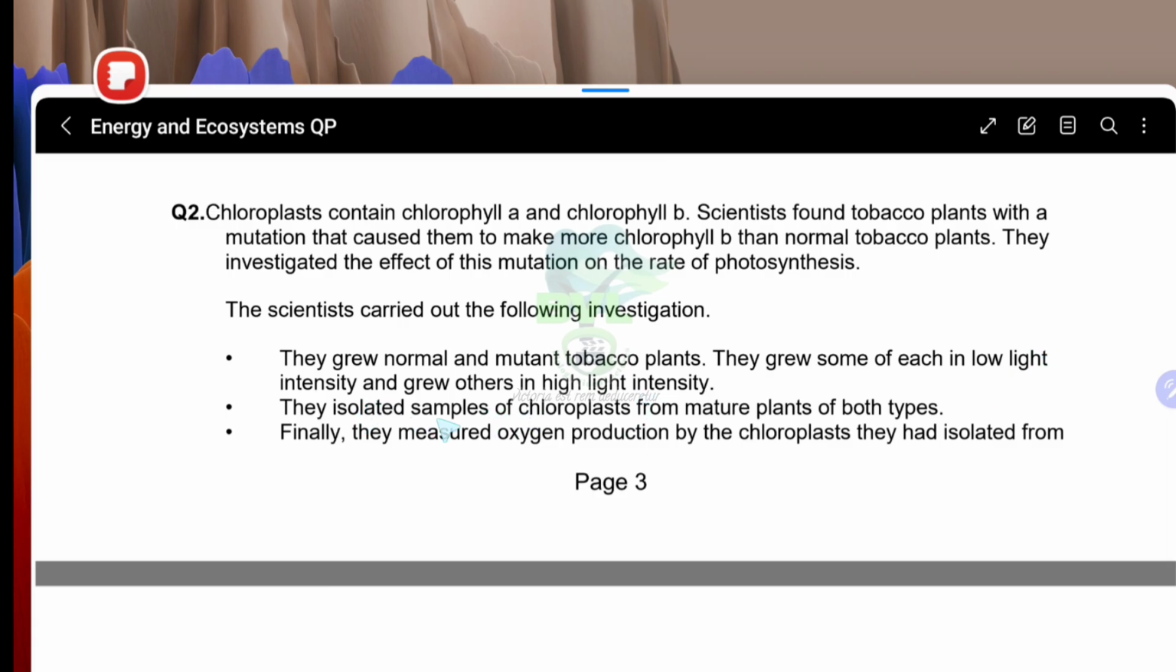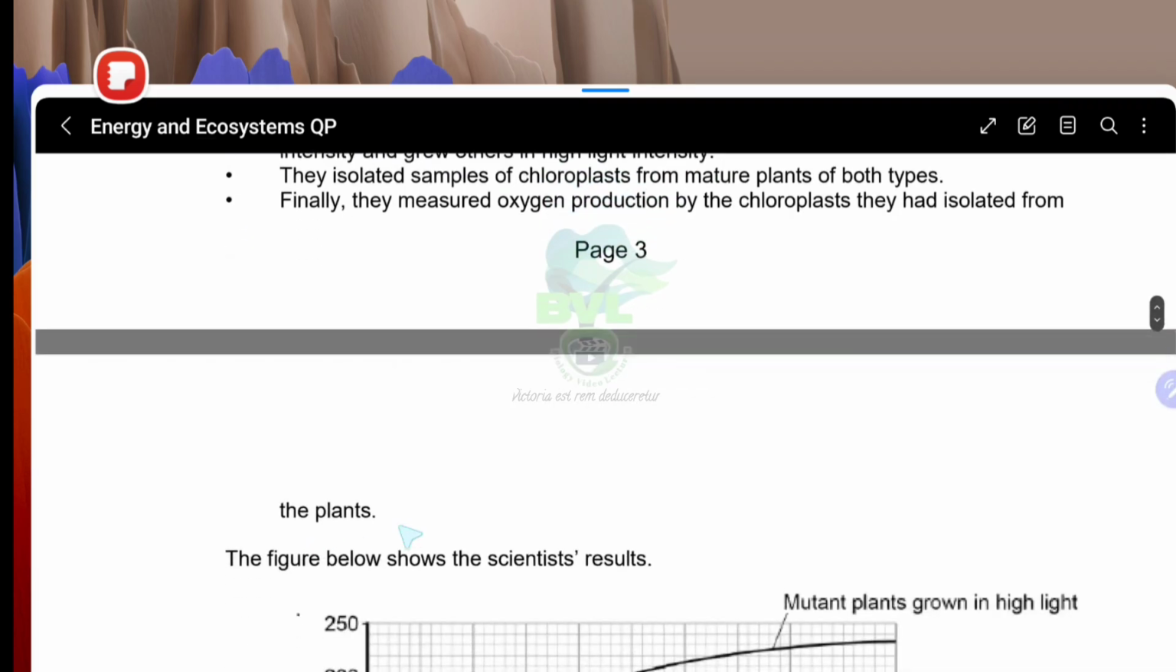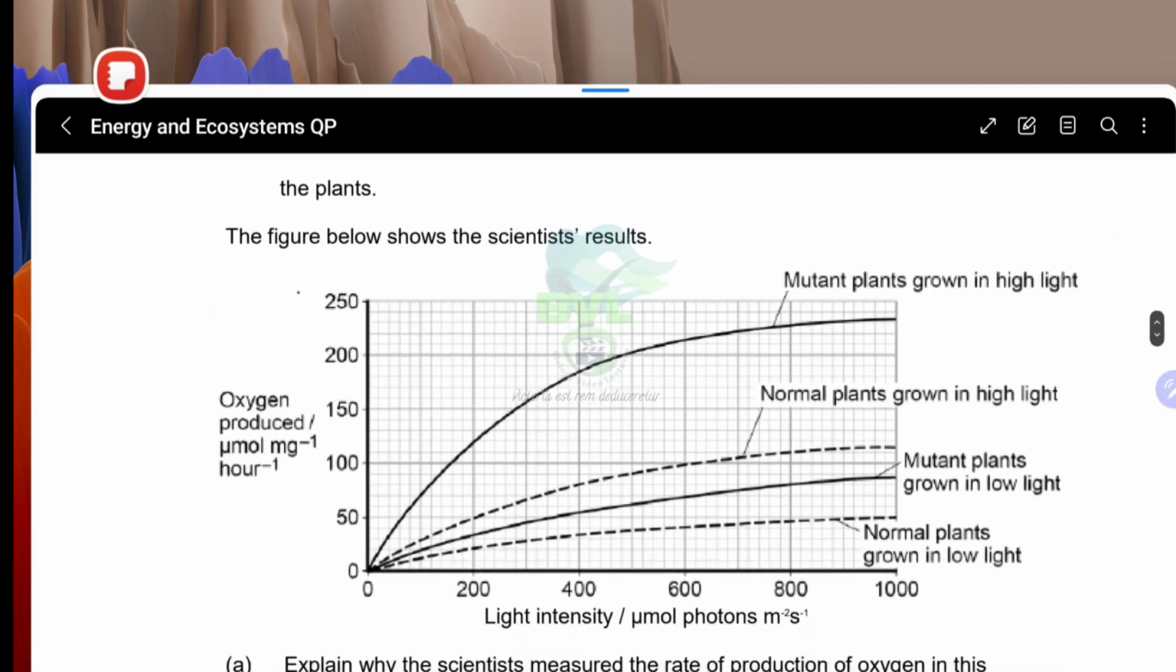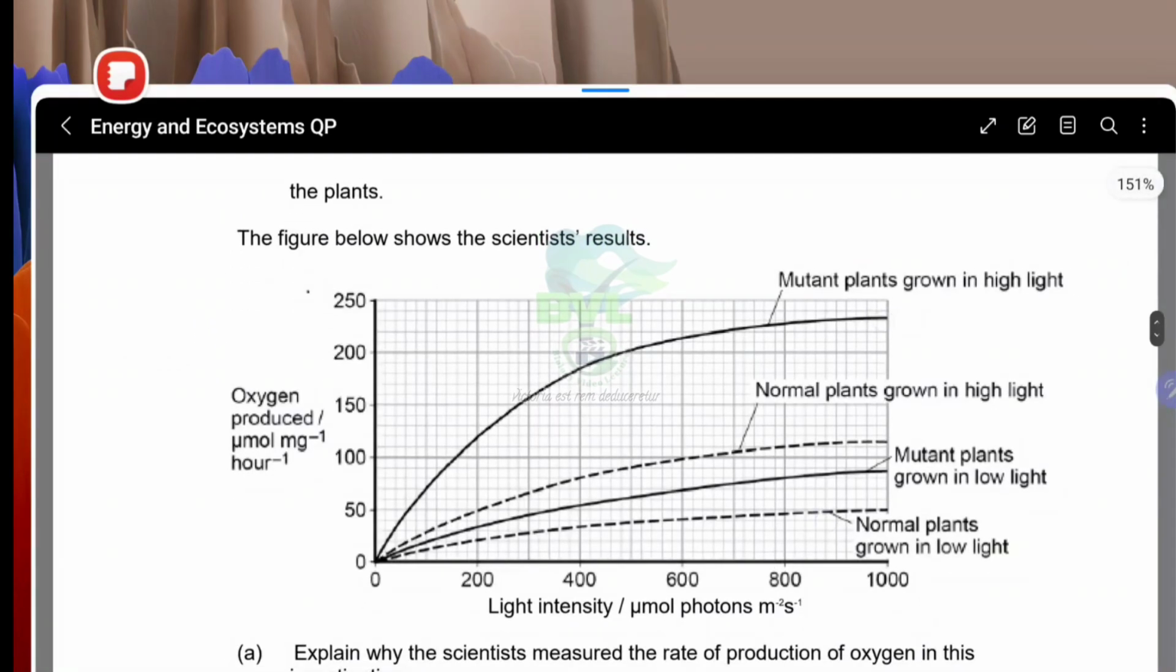Now, they isolated samples of chloroplasts from mature plants of both types. Okay, don't forget normal ones and mutant ones. Finally, they measured the oxygen production by the chloroplasts they had isolated from these plants. So these were the results. You might have to pause the video here to really study this. So plants grown in high light, that's the mutant one, then the normal one grown in high light. These are both high light, mutant and normal. Mutant plants grown in low light, and normal plants grown in low light.